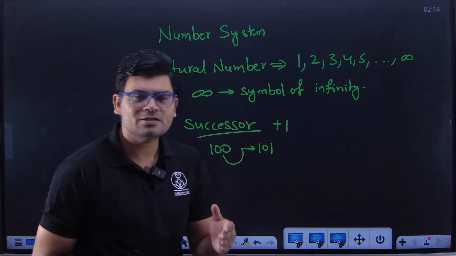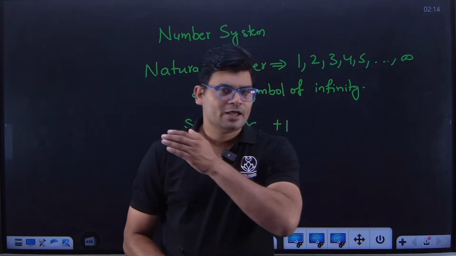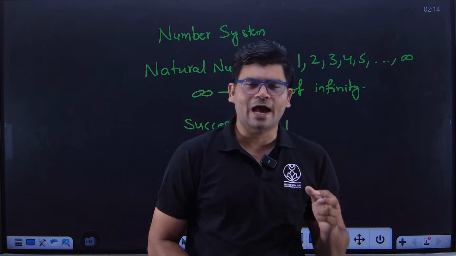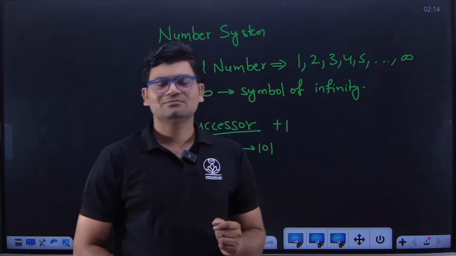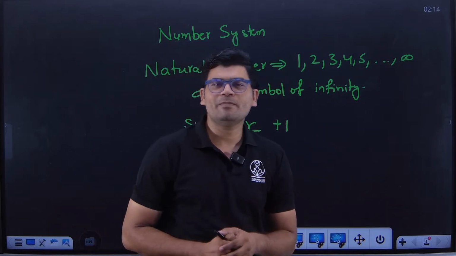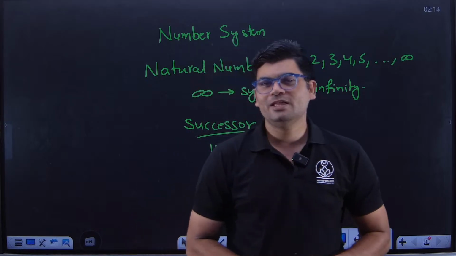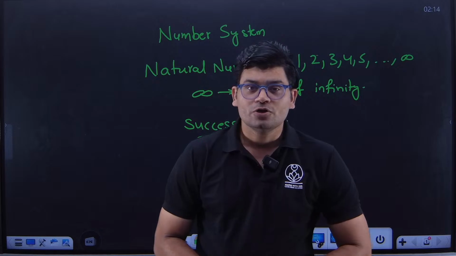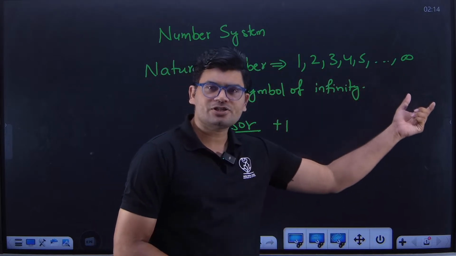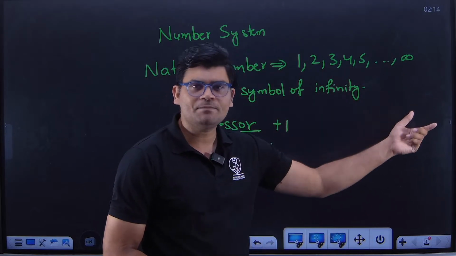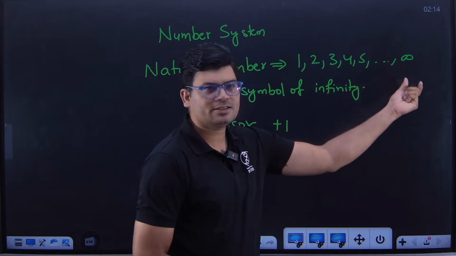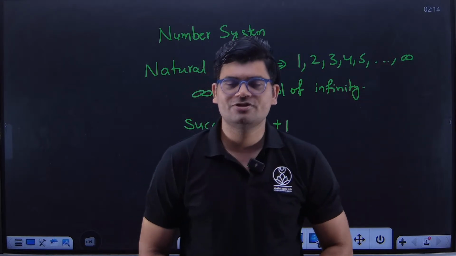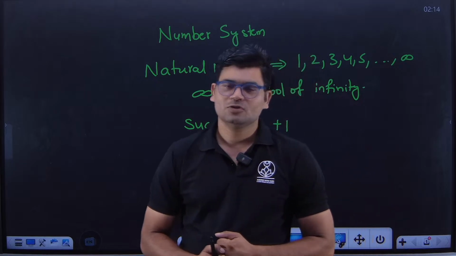So that means the largest number can never exist. Whatever number you will say to me, I will just add 1 to it and make a successor of that number, and I will say that the next number is bigger than the previous number. So that's why I can't write the largest number in the world. So for that purpose, I have used this symbol infinity. It is not a number, it is just a symbol. All right.